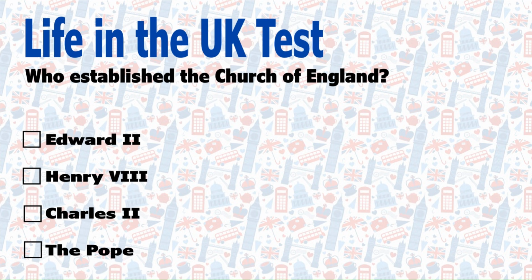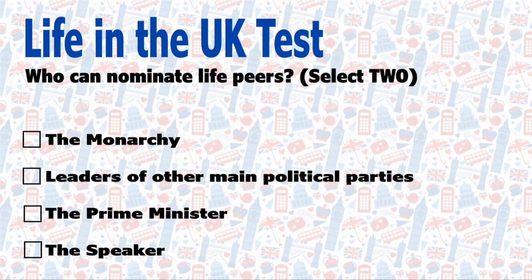Who established the Church of England? Edward II, Henry VIII, Charles II, the Pope. Henry VIII. To divorce his first wife, Henry needed the approval of the Pope. When the Pope refused, Henry established the Church of England. In this new church, the king, not the Pope, would have the power to appoint bishops and order how people should worship. Who can nominate life peers?